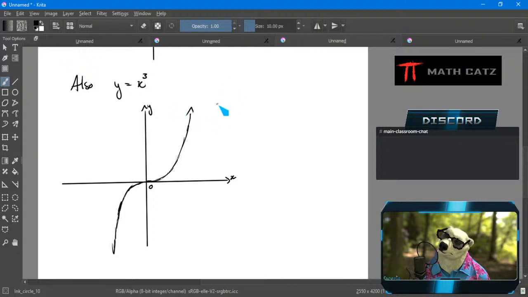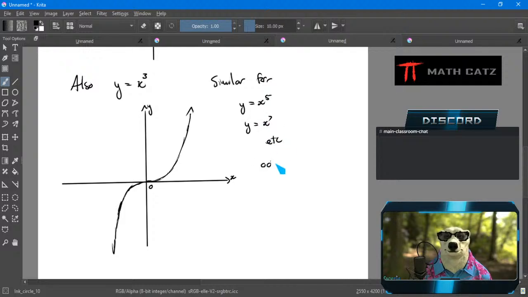Okay. So that is what my basic y equals x cubed graph looks like. And it's going to be very similar for all the odd powers of x. So odd powers of x, positive, of course, for our basic functions.